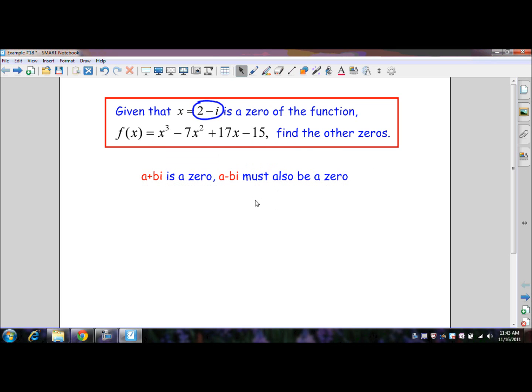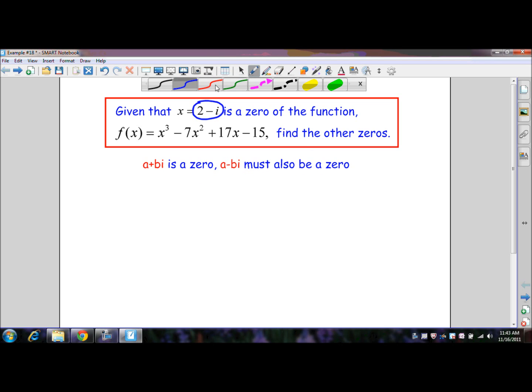So you have to remember that when you have an imaginary zero. If you don't remember that, you're kind of going to be wandering aimlessly at this point. So I know that 2 minus i is a zero, which means that 2 plus i is a zero. So I'm going to write those, and I'm going to write them one on top of the other. So 2 minus i and 2 plus i.